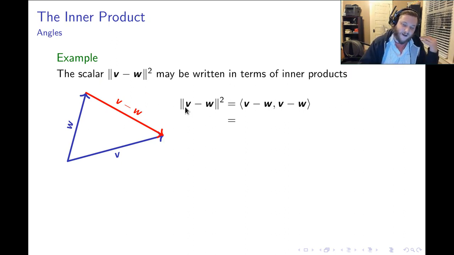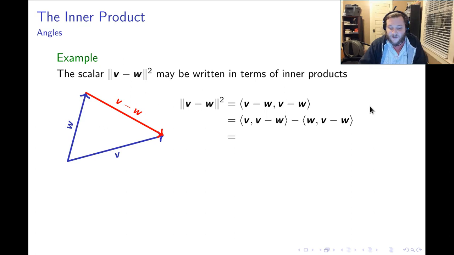I'm interested in the length of v minus w squared. So what I can do is take v minus w and take the inner product with v minus w. Now I can use my distributive rules to expand this inner product. So here I'm expanding from the left. The inner product of v minus w with v minus w, well, let's keep the vector v minus w on the right, but distribute from the left. So this is now the inner product of v with v minus w, minus the inner product of w with v minus w.